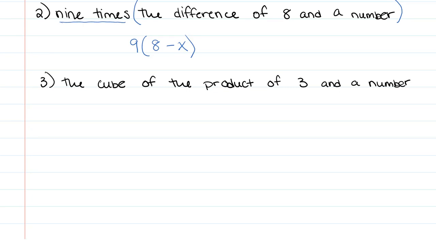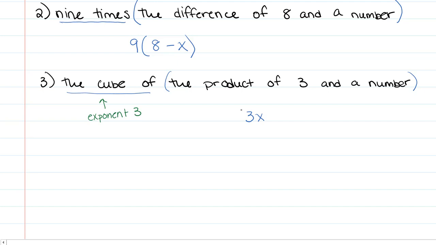Example 3 says to write the cube of the product of 3 and a number. Again, let's break this down into the parts. We have the product of 3 and a number, and then we're going to take the cube of that. The product of 3 and a number is 3 times x, and then cube means use an exponent of 3. So we're going to put this entire thing in parentheses and write the exponent 3. And that is it. Good luck practicing.